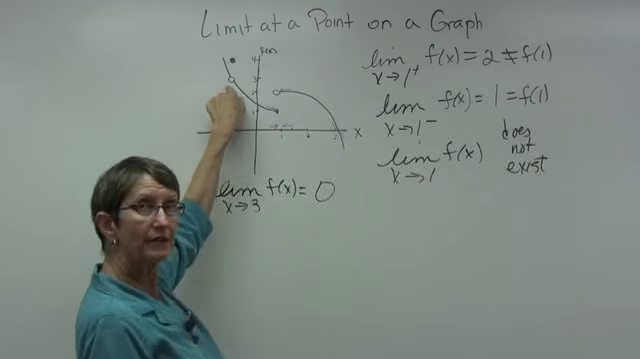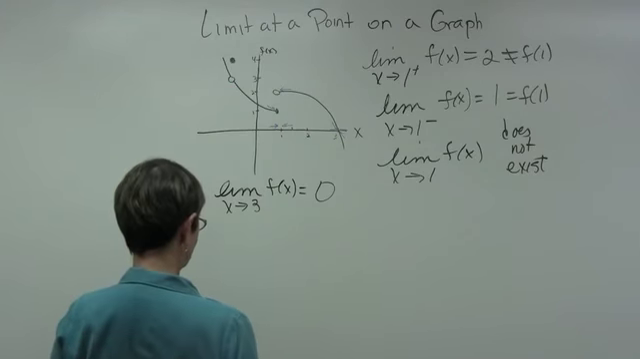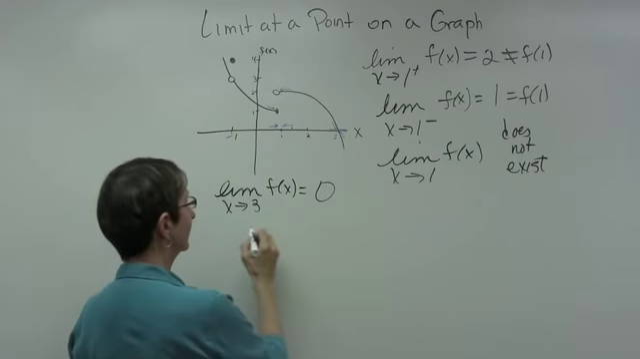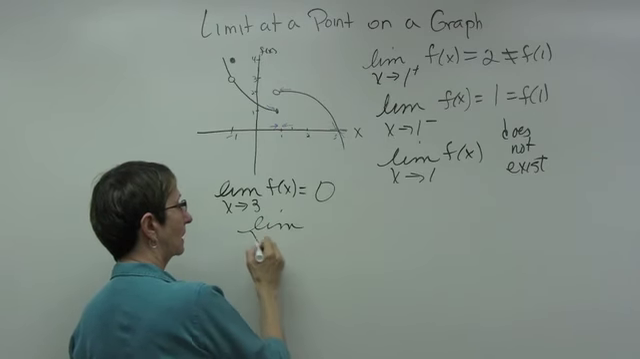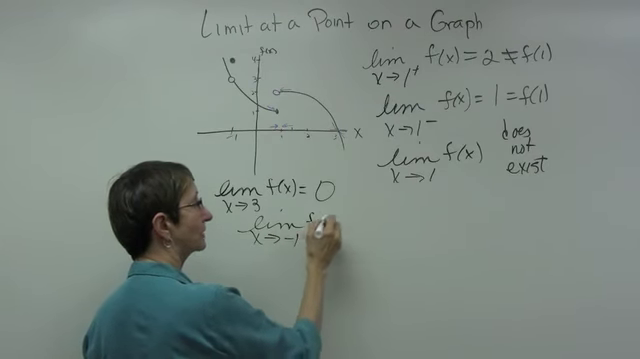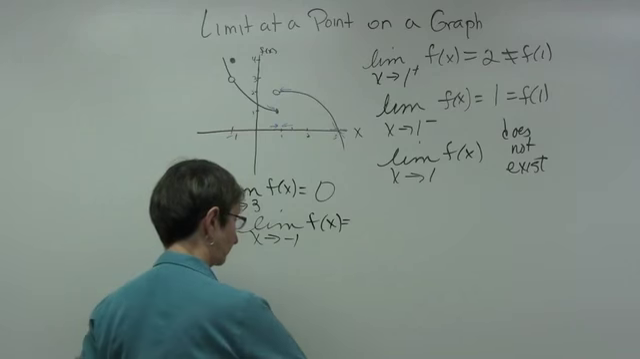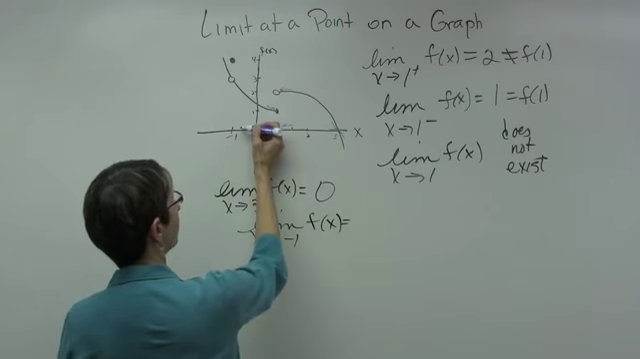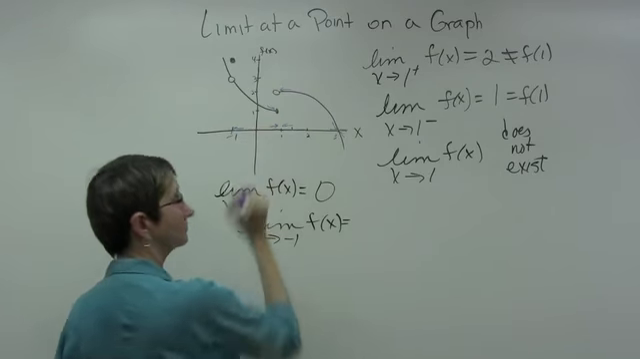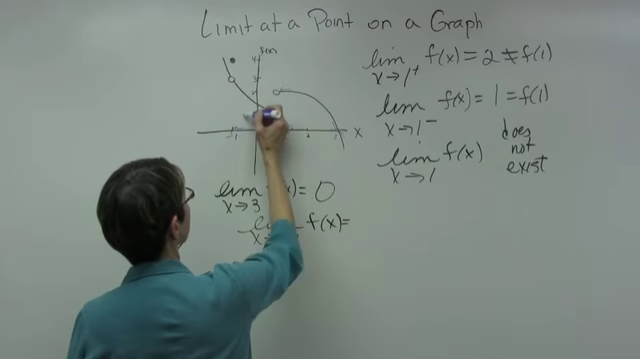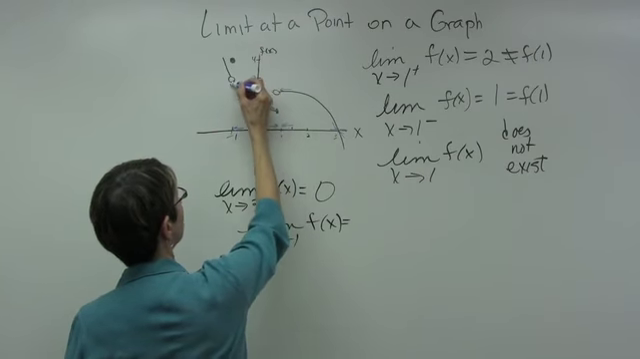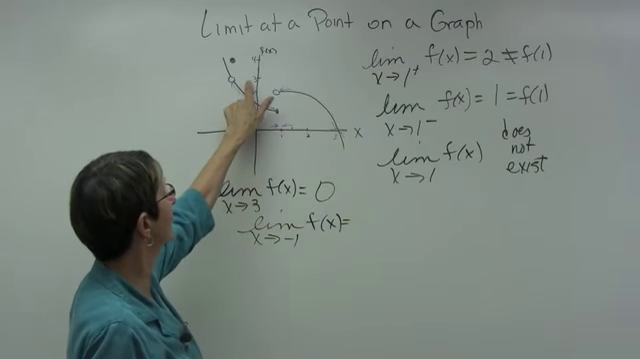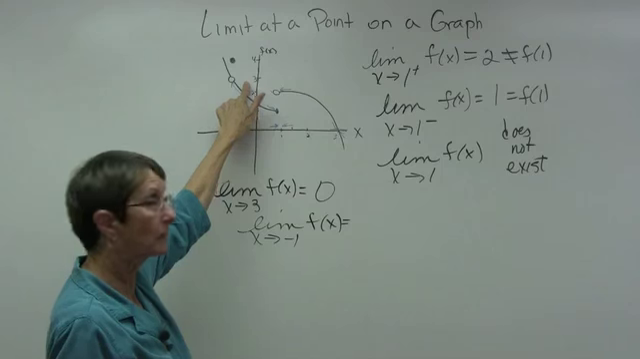Let's jump over here to where this hole is. This is, looks like, well, I'll say -1. So let's look at the limit as x approaches -1. We do the same thing, both sides. I'm on the right-hand side of -1. I go up to the function, and I'm going in that direction. And on the right-hand side, it looks like I'm getting close to y equal to 3.